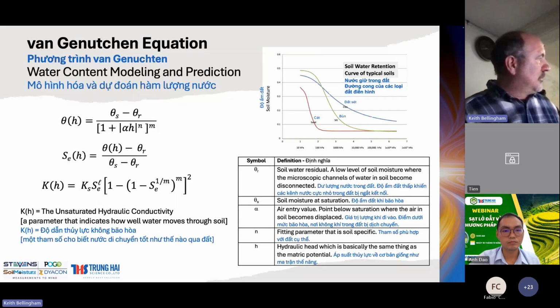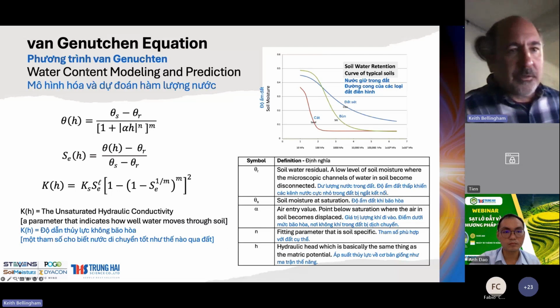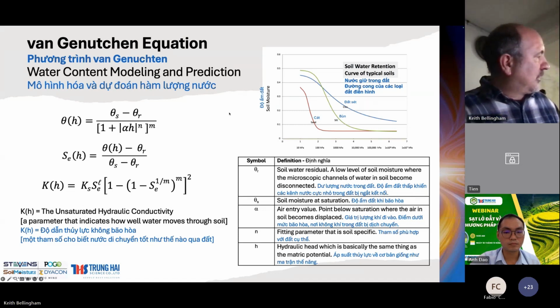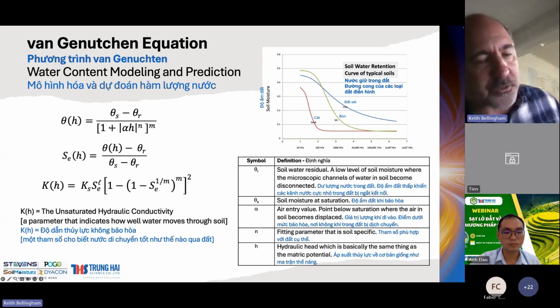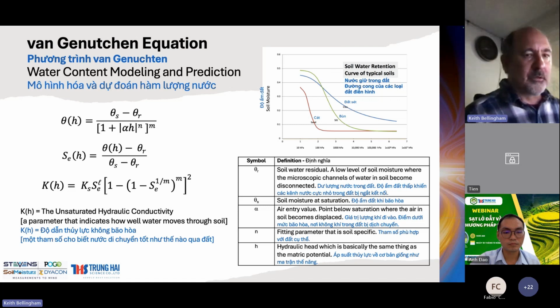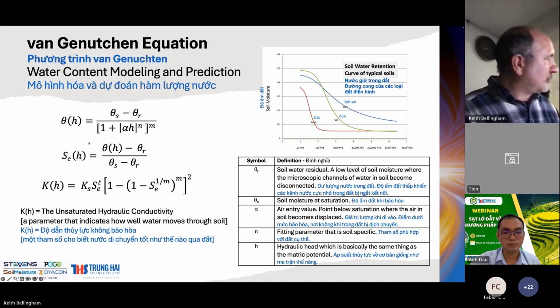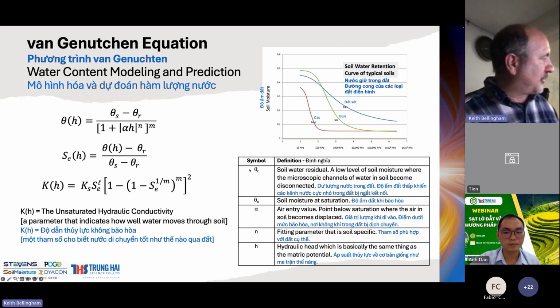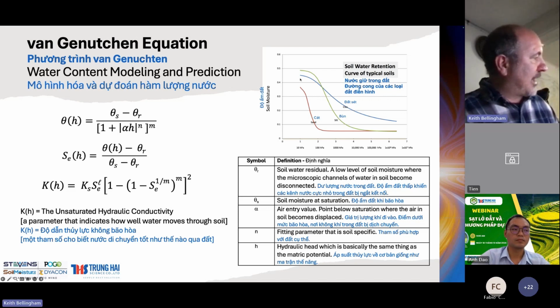So the Van Genuchten equation is a mathematical transformation that describes the soil water retention curve. The Van Genuchten equation is quite common and is used in lots of industries, in agriculture, and in all kinds of models involving soil water content. We'll talk a little bit about this and what these parameters are and how to measure them. But the Van Genuchten equation is a mathematical description of this curve.